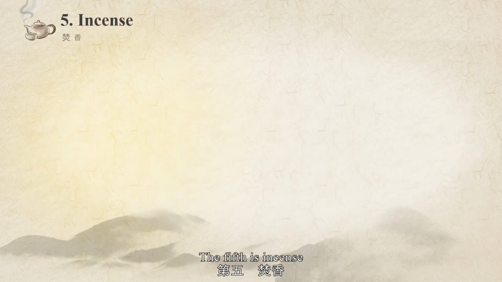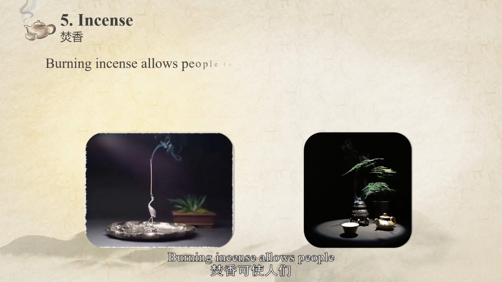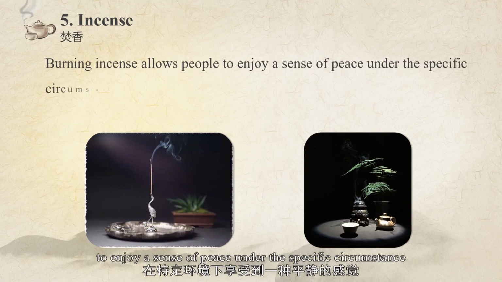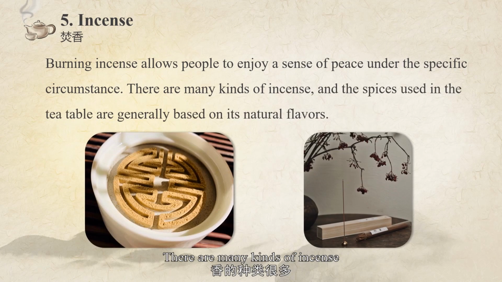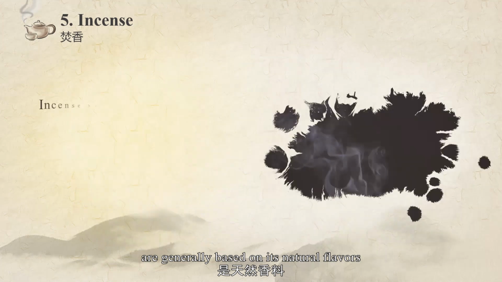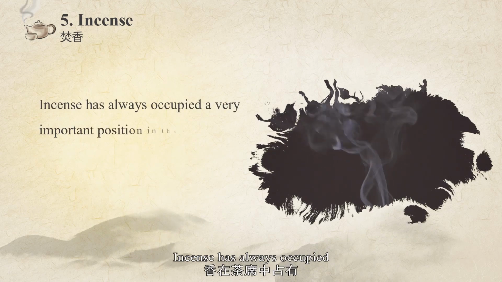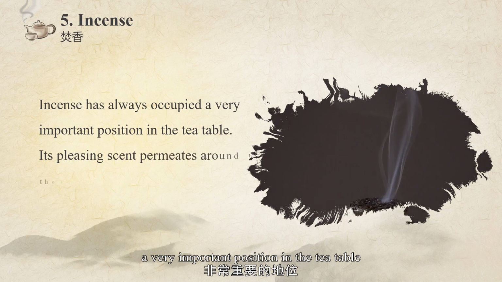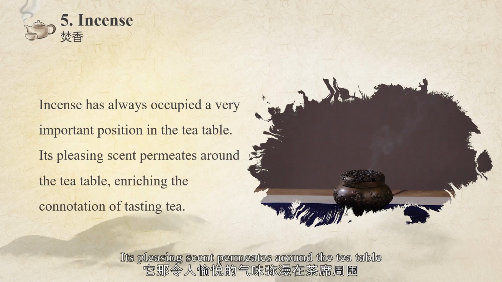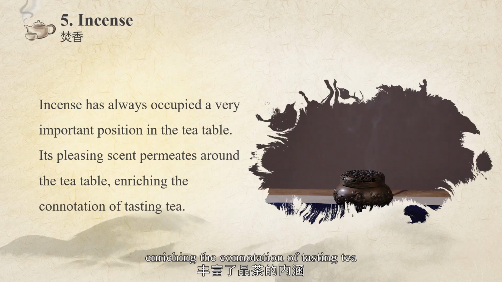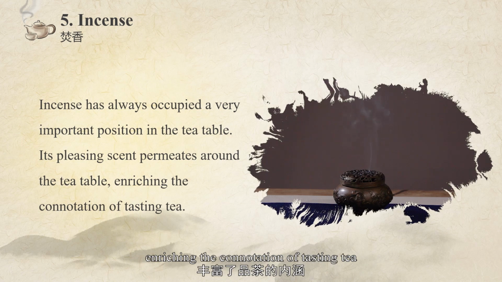The fifth is incense. Burning incense allows people to enjoy the sense of peace under the specific circumstance. There are many kinds of incense, and the spices used in the tea table are generally based on their natural flavors. Incense has always occupied a very important position in the tea table. Its pleasing scent permeates around the tea table, enriching the connotation of tasting tea.